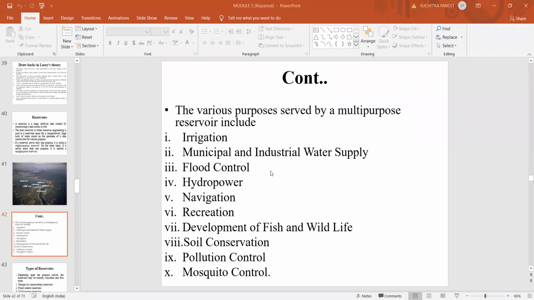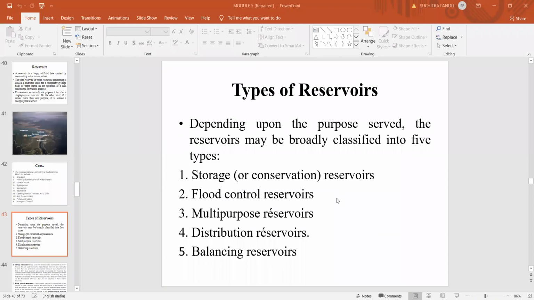Only in case of high stage of flow, the water can be stored in the reservoir, and the same water can be disposed on the downstream side without causing much damage. These are called flood control reservoirs. Next, there can also be power generation and navigation, recreation, development of fish and wildlife, soil conservation, pollution control, and mosquito control. So these are the various purposes of multi-purpose reservoirs.